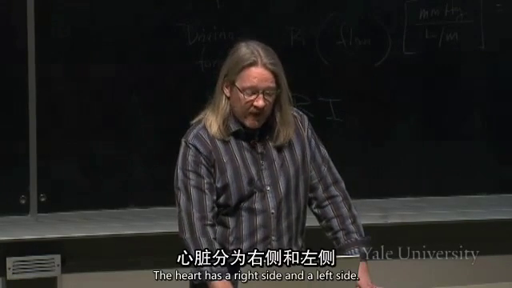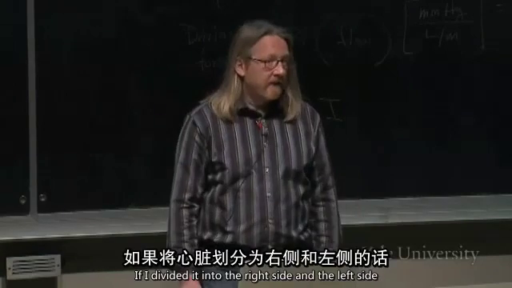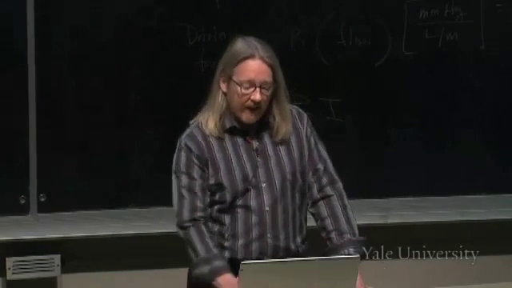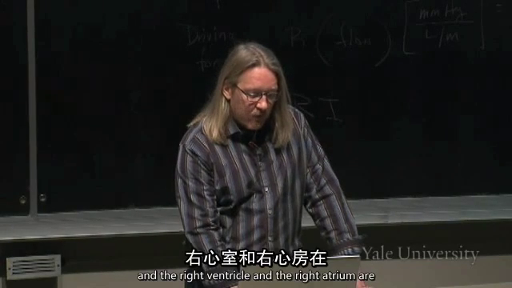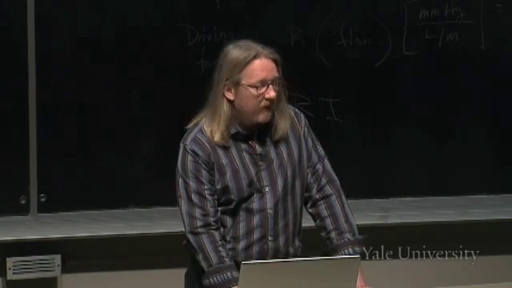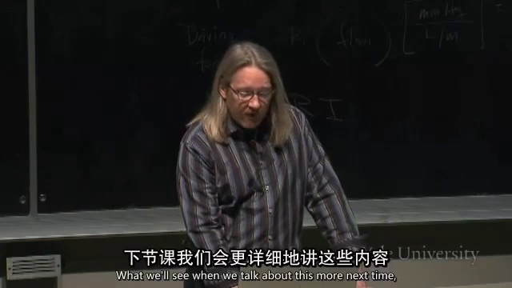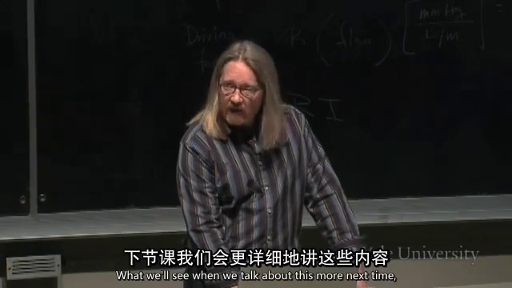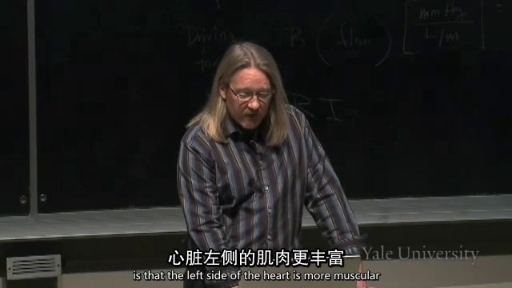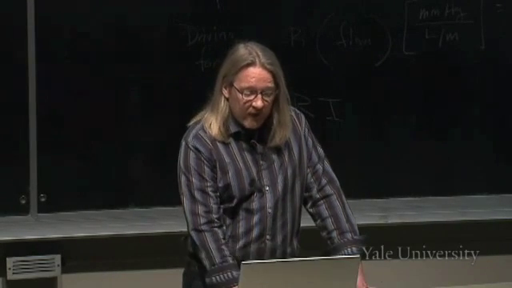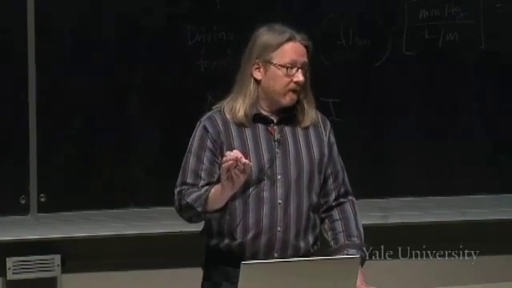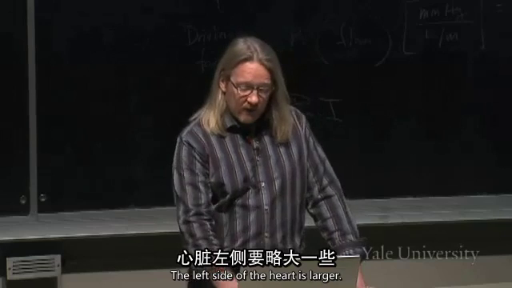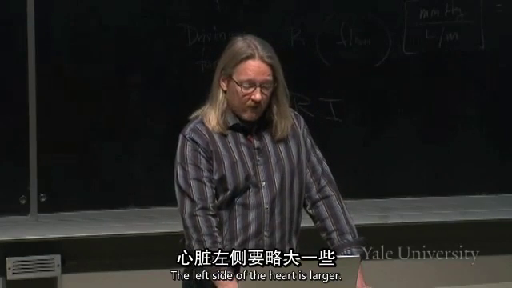The heart has a right side and a left side. If I divided it into the right side and the left side, I could put a dotted line here where the left ventricle and left atrium are on this side of the line, and the right ventricle and the right atrium are on the other side of the line. And what we'll see when we talk about this more next time is that the left side of the heart is more muscular and slightly larger than the right side of the heart, even though they're generating the same flow rate. Right? The left side of the heart is larger.